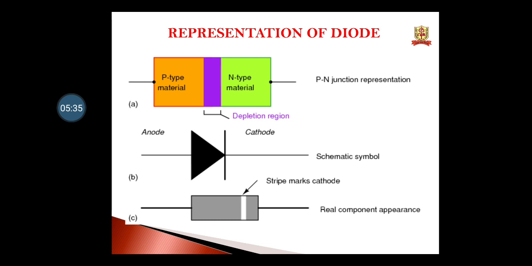Here you can see the PN junction construction. P type material, N type material, and where they get connected, a junction is formed, and in that junction a depletion layer is formed. That depletion layer is shown here, as well as the schematic symbol. And when you see the real diode component in the laboratory, in the last figure, it is like this. It is black in color, and there is a silver ring or stripe marking the cathode on one side. So that is the cathode side, and the other one is the anode.